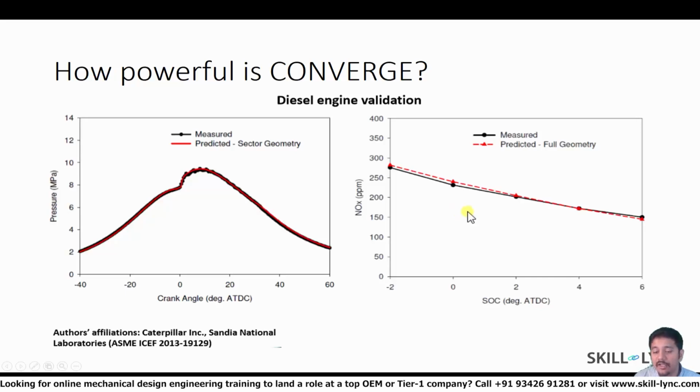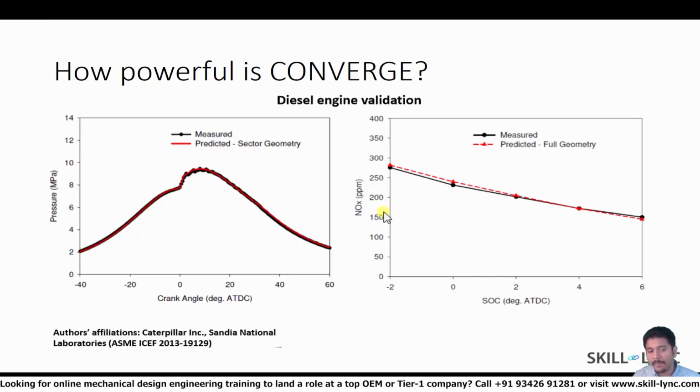On the right hand side, you actually have NOx. So NOx is one of the major pollutants that people care about. Again, we are actually comparing the measured NOx and the predicted NOx. And on the x-axis, we actually have SOC, which is nothing but start of combustion. And you can see that the match is quite good. You are looking at NOx in ppm, all right? So this type of a match is extremely encouraging and it is quite hard to get.